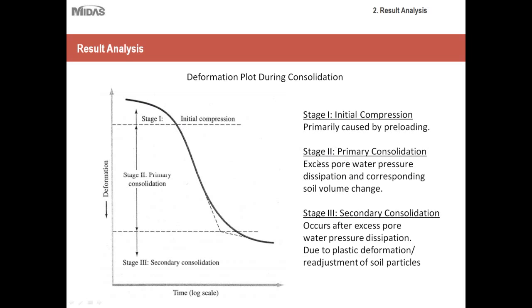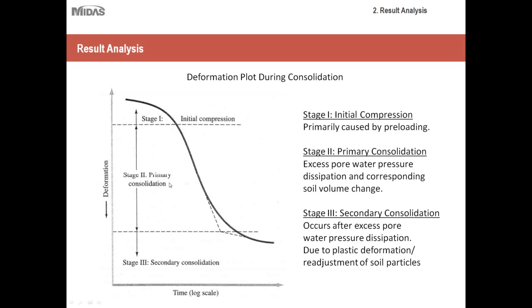Then afterwards, you'll have primary consolidation, where excess pore water pressure dissipates and the volume changes over a certain length of time. Oedometer tests are usually done for a period of maybe a couple of weeks. And then secondary consolidation, which occurs after the excess pore water pressure has dissipated. After the water is drained out, you'll have a certain amount of plastic deformation and readjusting of the soil particles. Once you reach secondary consolidation, as you can see, the settlement levels out.